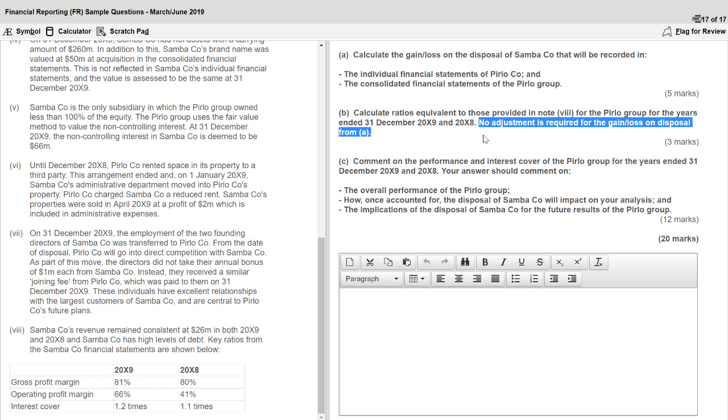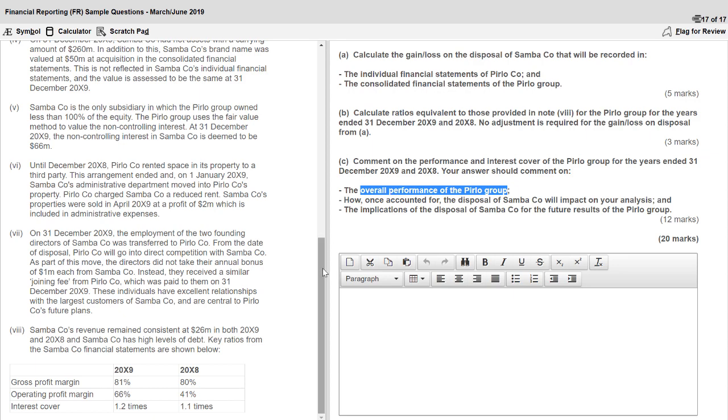Part C is the analysis of your financial statements. So here it specifically wants you to comment on the performance. So looking there at the revenues, looking at also your gross margins, your operating margins that you'll have calculated in part B. It also wants you to look at as well at the interest cover. So again, that's asking you to comment upon the ratio that you've calculated there in part B. And then when you're making your answer, it wants you to look at the overall performance of the group.